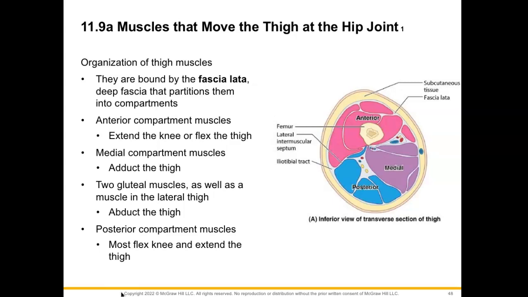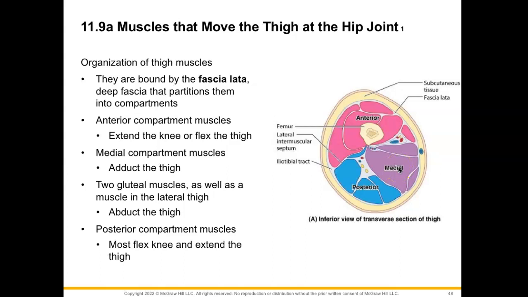So just like we did with the upper limb, we are going to organize our muscles, starting with the thigh. And this is a cross-section of the thigh here, and we can see that these muscles are bound by a fascia lata. This is a deep fascia, and it's going to help to partition these into compartments. So we have these deeper septa that are assisting us in doing that. Our anterior compartment muscles are going to help to extend the knee or flex the thigh. Our medial compartment muscles are going to help to adduct the thigh.